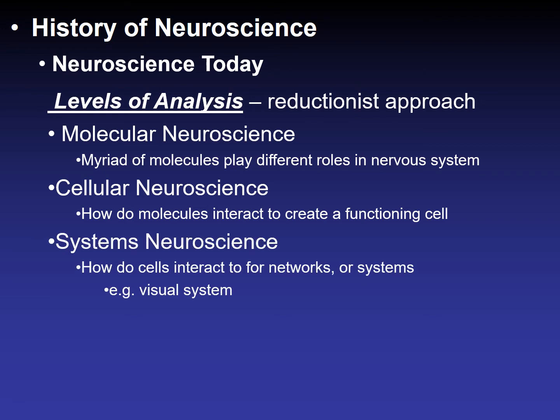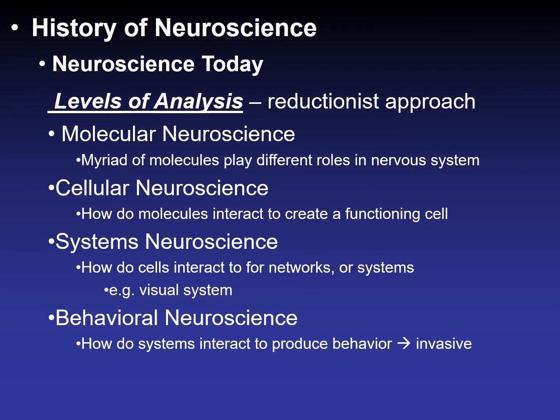Now we can go up a level from there to systems neuroscience. And now we're not just looking at the single cell, we're looking at tens of thousands of cells in a single area of the brain, all working together to form a system. Hence systems neuroscience. An example of this would be the visual system. I've already mentioned that vision is primarily located in the back of the brain in the occipital lobe, and so if you were a systems level neuroscientist, then you might be studying tens of thousands or maybe even millions of cells in the occipital region.